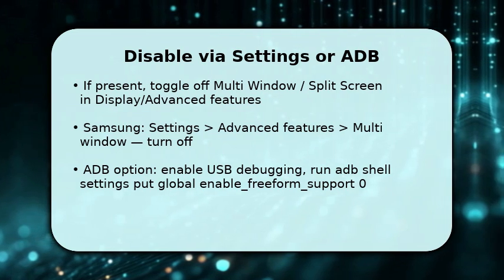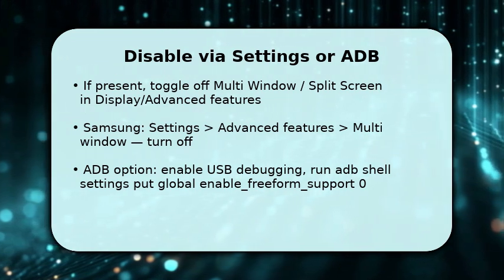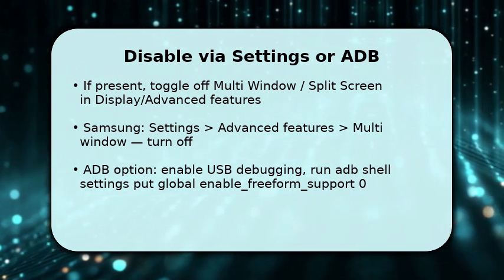If no toggle exists, you can use ADB. Enable USB debugging, connect to your computer. Then run adb shell settings put global enable_freeform_support 0.